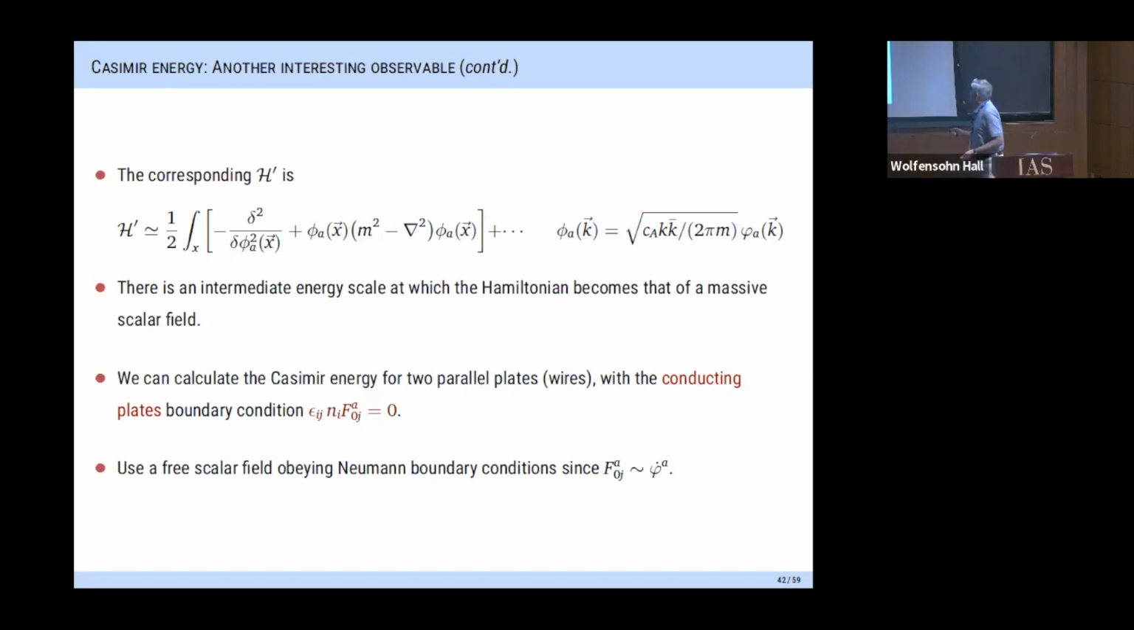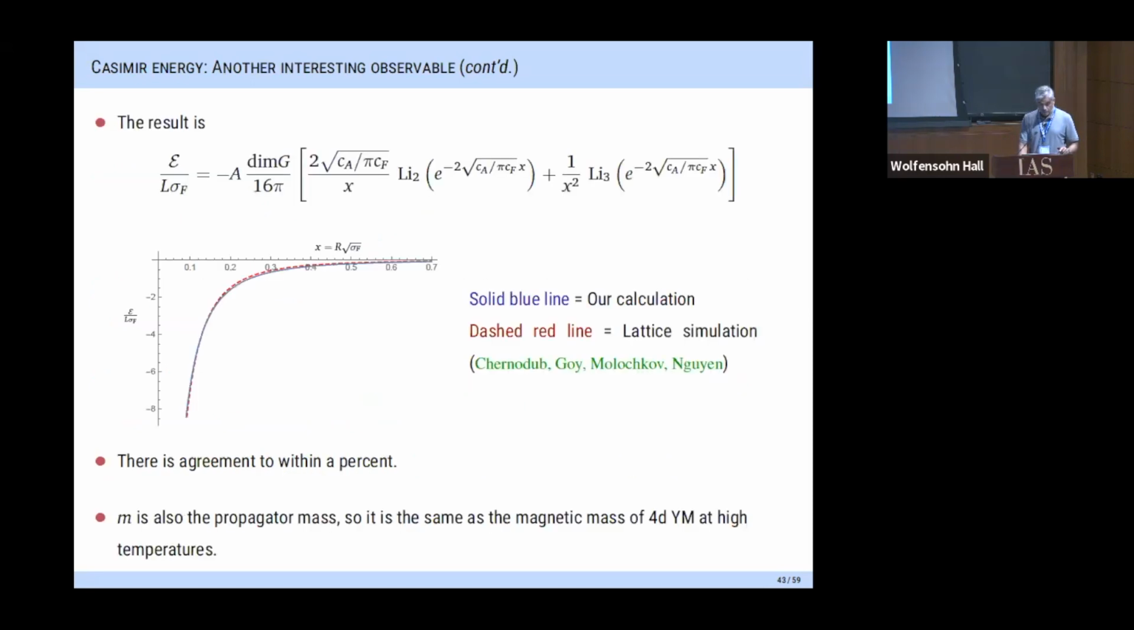The conducting plate boundary condition is this: the tangential component of the electric field should vanish, which essentially becomes a Neumann boundary condition in terms of the field phi. So take a scalar field theory, massive, use Neumann boundary conditions, compute the Casimir energy, and here's the answer you find. You find something that involves the masses.